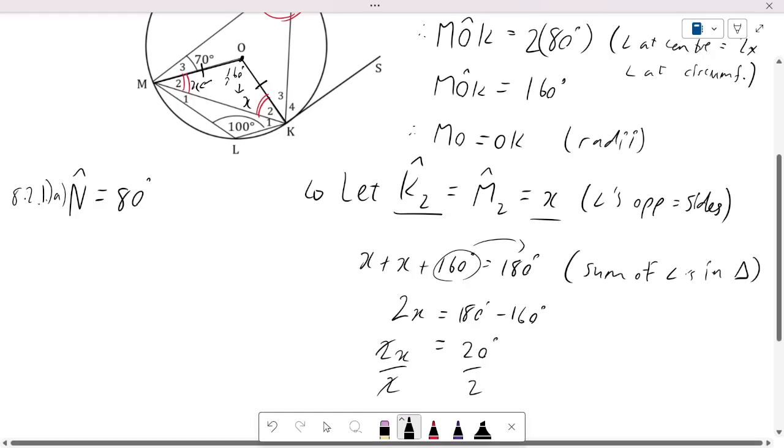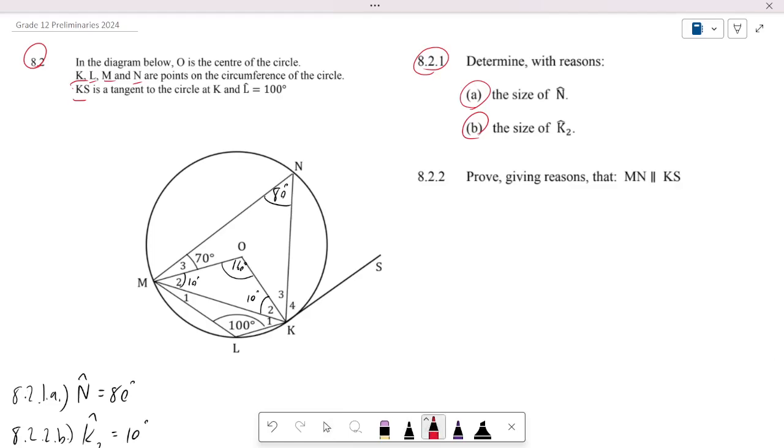Okay, let's move on to the next question. Okay, so 8.2.2 is a very nice one. I like this one. Prove, giving reasons, that MN is parallel to KS. So what they want us to say is that this side is parallel to that side. Now what we can do is, if they are parallel, then this angle will be the same as this angle right here, right? Because of alternating angles. So that is what we need to do. It's kind of like a converse of that, right? If you remember your converse proofs, I mean not proofs, your reasons, you're proving that that is going to be that, right?